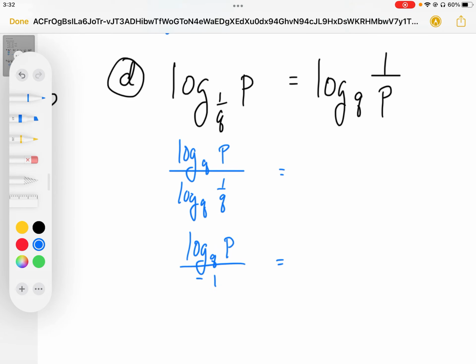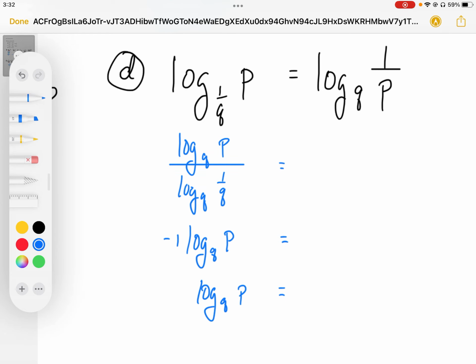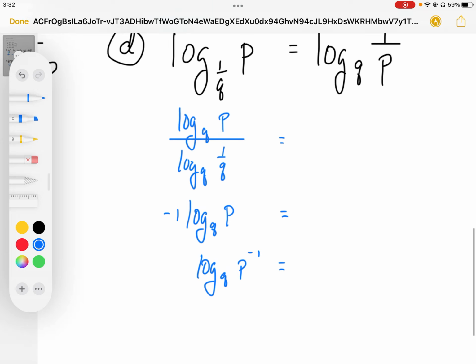Well, negative 1 in the denominator really is the same as negative 1 in front. And so what ends up happening is I get log base q of p, let's make this a little bit cleaner here, to the power negative 1. Well, log base q of p to the negative 1 is 1 over p. So I have my right side equaling my left side.